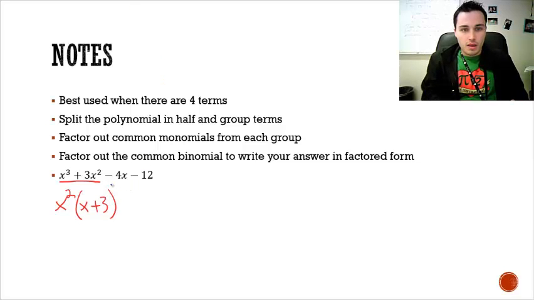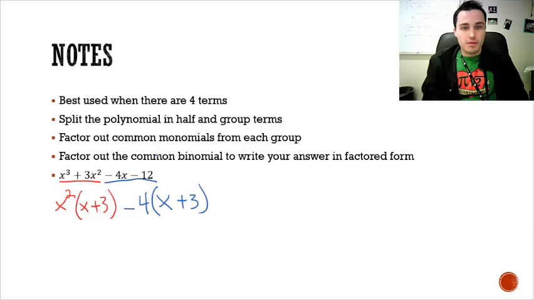All right. Then this right half, do the same thing. Well, they don't both have an x, so that's out, but they both have a negative sign, and they're both divisible by 4. So I'm going to pull out a negative 4. If I divide negative 4x by negative 4, I just have x. If I divide negative 12 by negative 4, I get just positive 3. Okay, so we did that. We factored out the common monomials from each group.